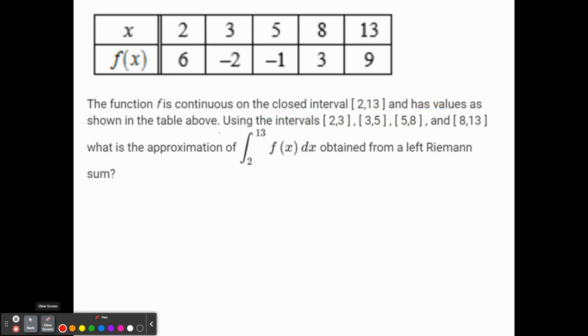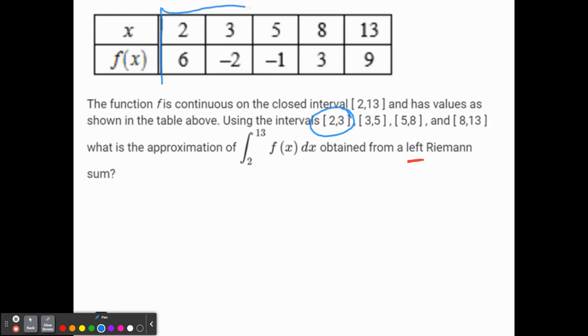So I know we don't have a graph here, and we're not actually going to be drawing rectangles because of that. But if we visualize what this table is telling us, then we can use that visualization to understand exactly what the area of each of the rectangles would be. So let's just start with the first interval, or the first rectangle that we're going to find, which would be the interval from 2 to 3.